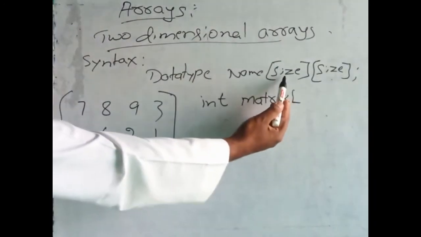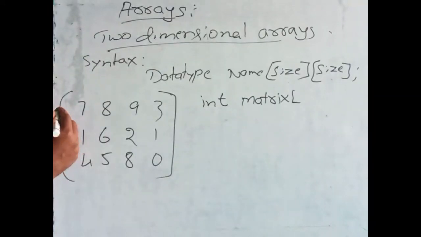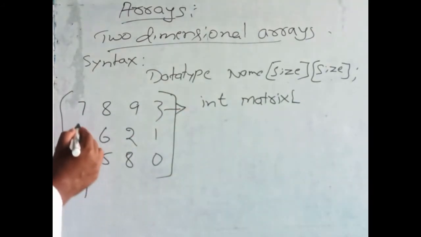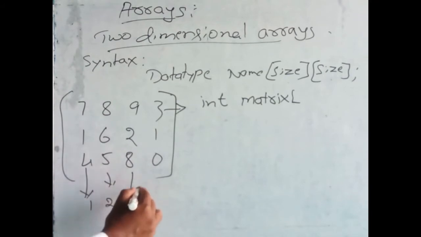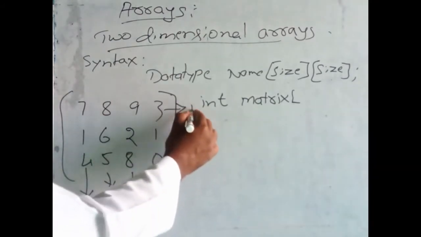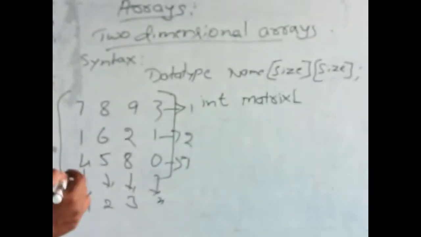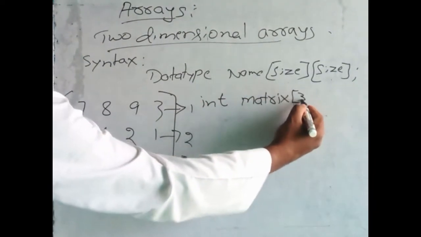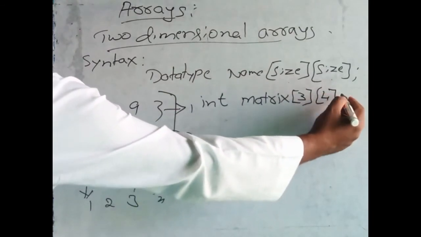Now we need to give the size. The first subscript represents the rows. Here it is the columns. A matrix is nothing but rows and columns. These are the rows, and these are the columns. 1, 2, 3, 4, there are 4 columns. How many rows are there? 1, 2, 3 rows are there. 3 rows, 4 columns. The first subscript represents the rows, 3 rows. Columns are 4. Like that we can represent.